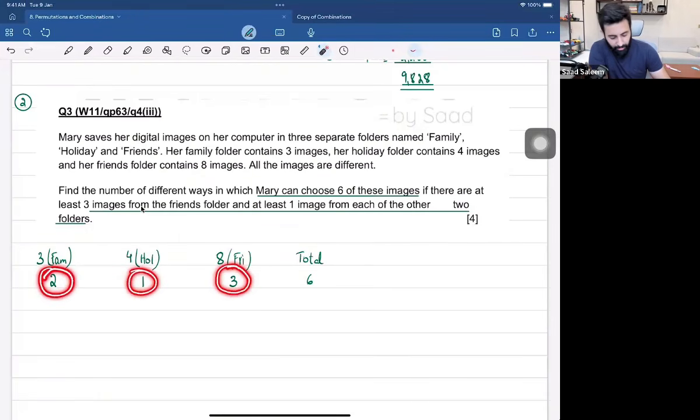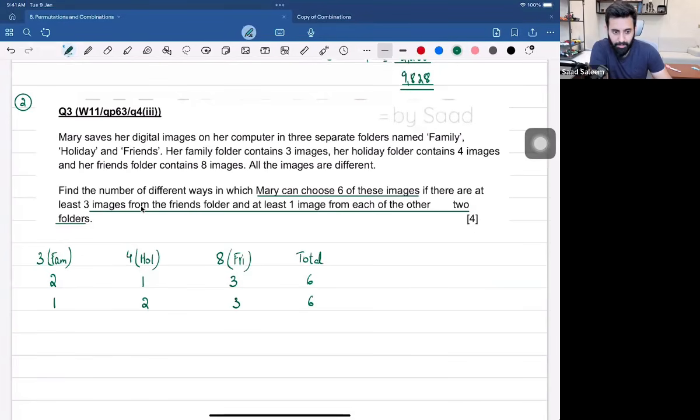Now, how many other ways can we do that? We can have 3 from friends. Okay. We can have 2 from holiday and 1 from family. Make sense? Any other possibility that you can think of? This here also, by the way, the total is 6. Any other possibility? Think about it. 4, 1, 1. That's correct. 4 from friends, 1 from holiday, and 1 from family. Any other possibility? No, there isn't. There is no other possibility.